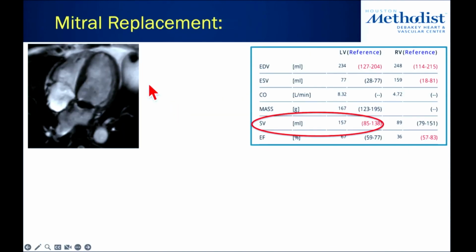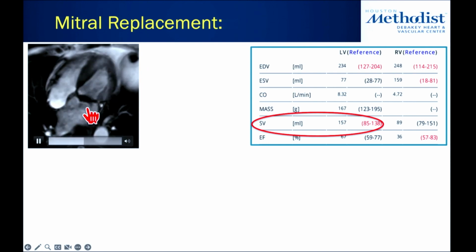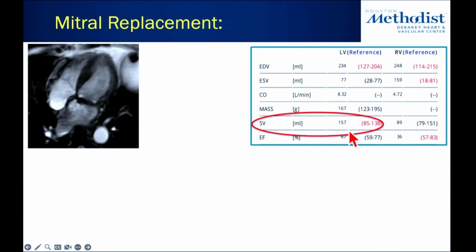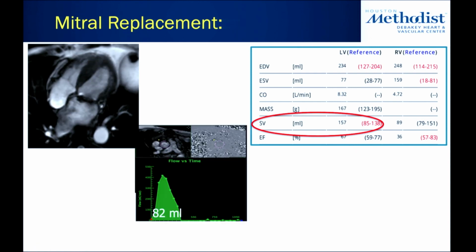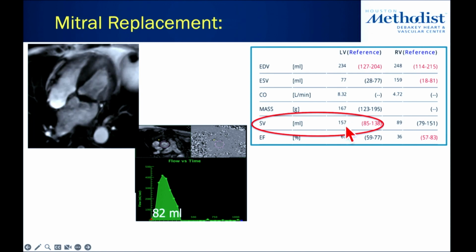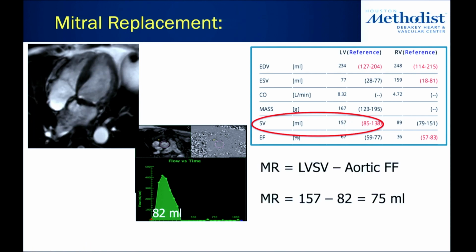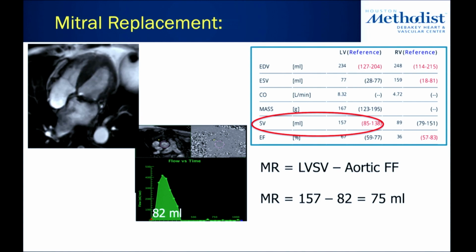So in this particular example, the second case of a prosthetic mitral valve with dehiscence, you can see the stroke volume that this left ventricle is ejecting out is 157 cc's. And again, this is done by just planimetry of the end diastolic and end systolic volumes. Compare that to the forward flow going out the aorta, which is 82 cc's. So you've got a significant difference here. That difference represents your mitral regurgitation, which in this case computes to about 75 mL, indicating severe paravalvular mitral regurgitation.